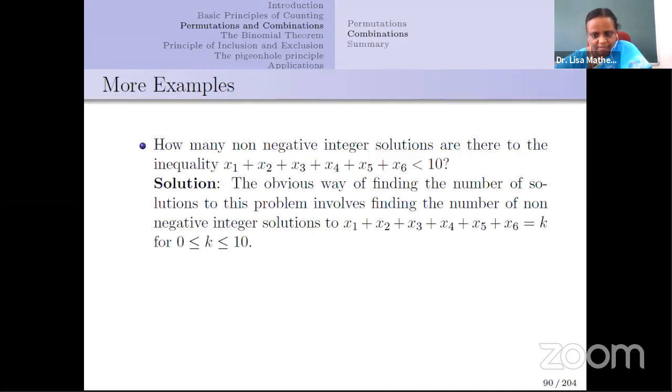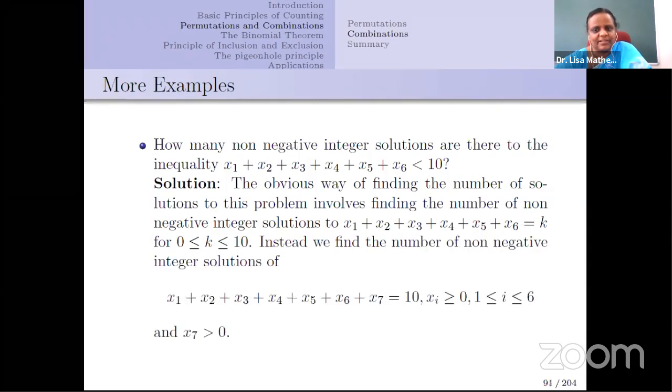Okay. So intuitively this is the first thing that I will try to do. Okay. So let me see if I can do it in some other way. Now instead we try to find the number of non-negative integer solutions of x1 plus, I add one more variable x7. So x1 plus x2 plus x3 plus x4 plus x5 plus x6 plus x7 equal to 10.